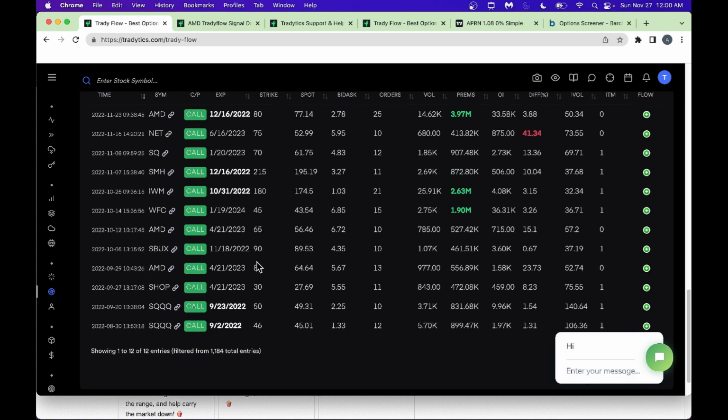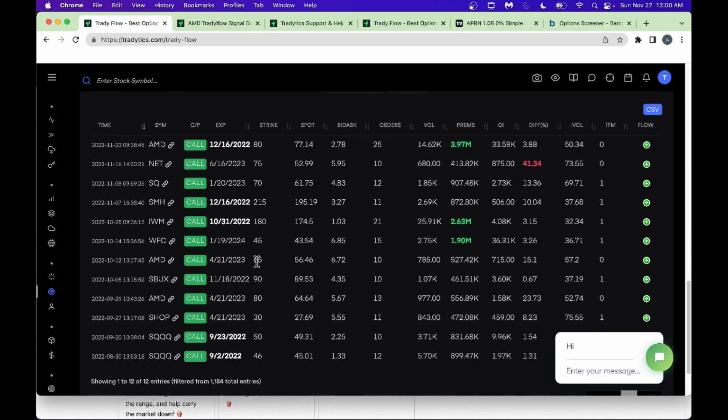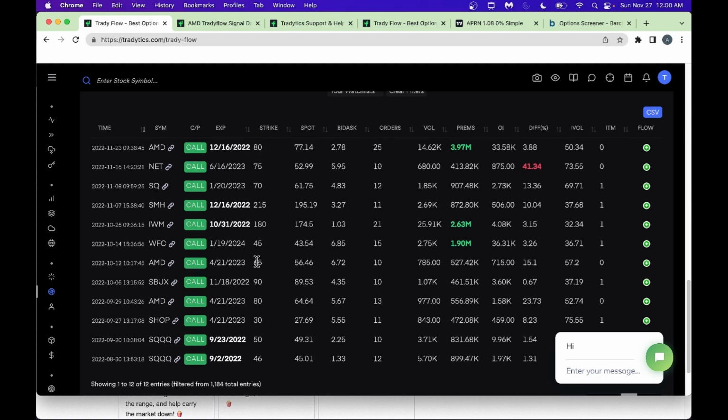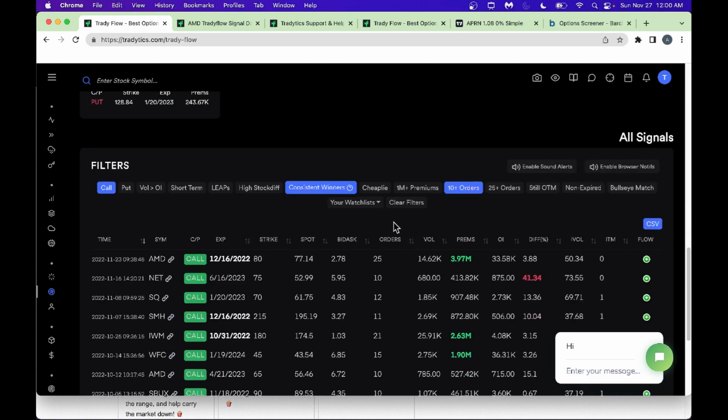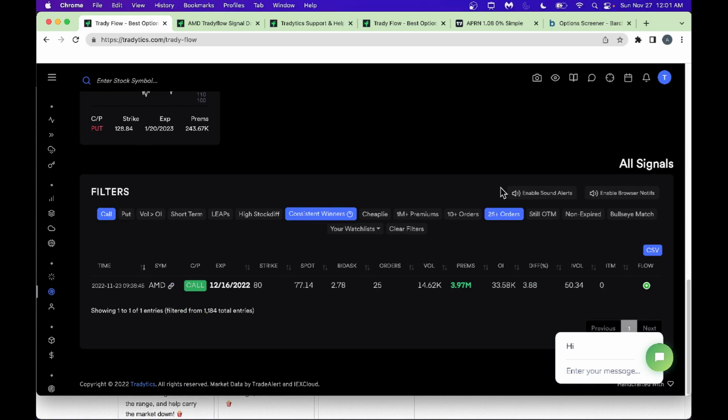So I would use this to look at these hot chains, as you call it, and make some money trading these options. Many folks don't know what options to trade. This is a very good cheat sheet here. You could go 10 plus orders and consistent winners, or if you want to be even more confident, you could go into 25 plus orders and look at consistent winners. You could go after a stock like AMD, which is a consistent winner, and make some money.